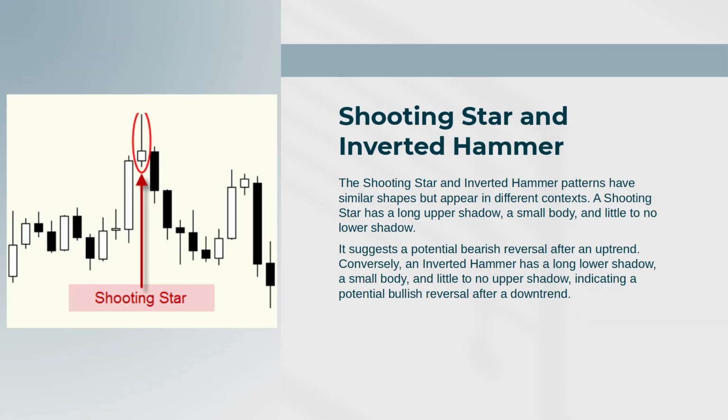Shooting star and inverted hammer. The shooting star and inverted hammer patterns have similar shapes but appear in different contexts. A shooting star has a long upper shadow, a small body, and little to no lower shadow. It suggests a potential bearish reversal after an uptrend. Conversely, an inverted hammer has a long lower shadow, a small body, and little to no upper shadow, indicating a potential bullish reversal after a downtrend.